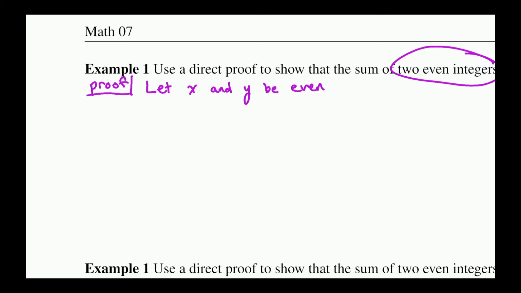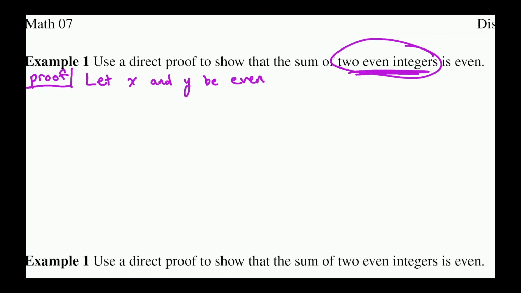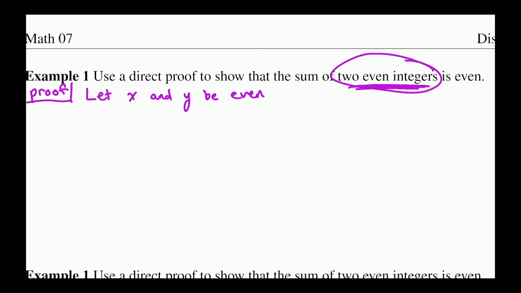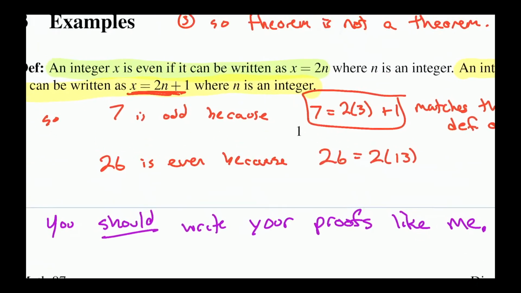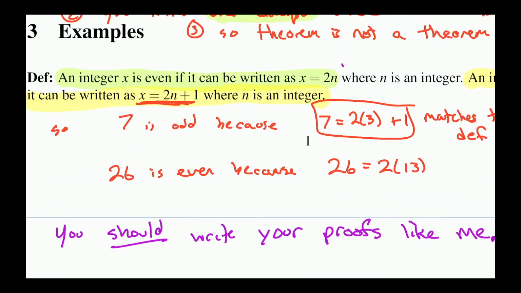You have to use placeholder variables x and y. You can't use numbers here. It's got to be variables. So let x and y be even, right? Now I've got my two even integers. Well, how am I going to do anything with my even integers? I can't, because I need to know what even means. But we have a definition up here, right? Even means this, x equals 2n.